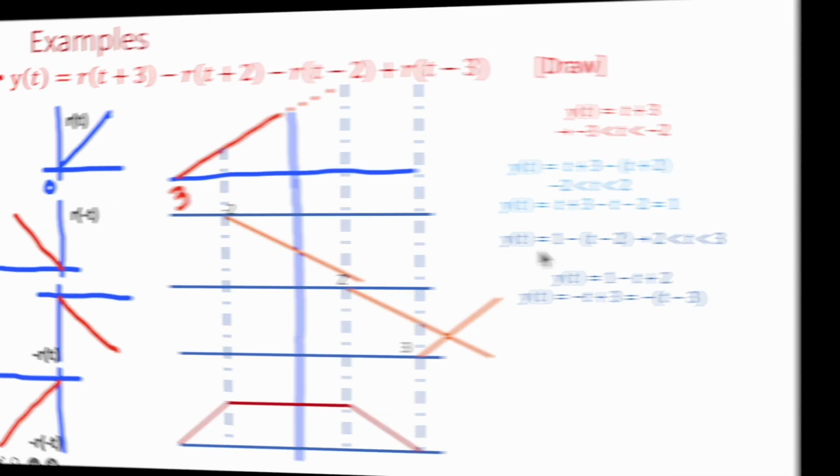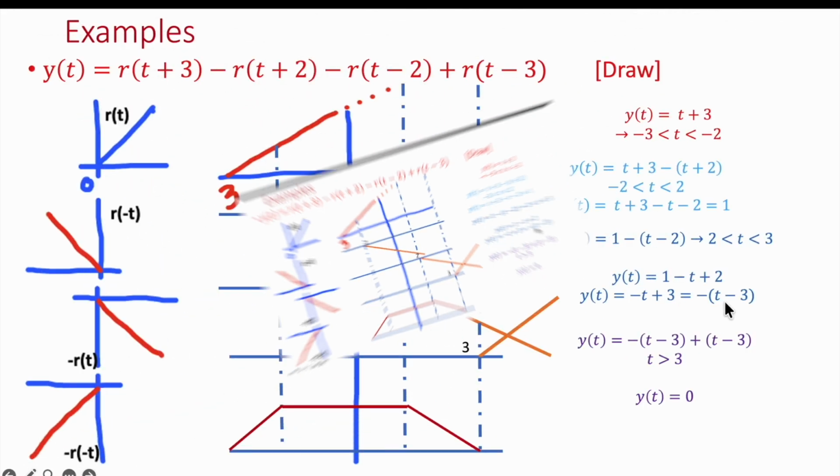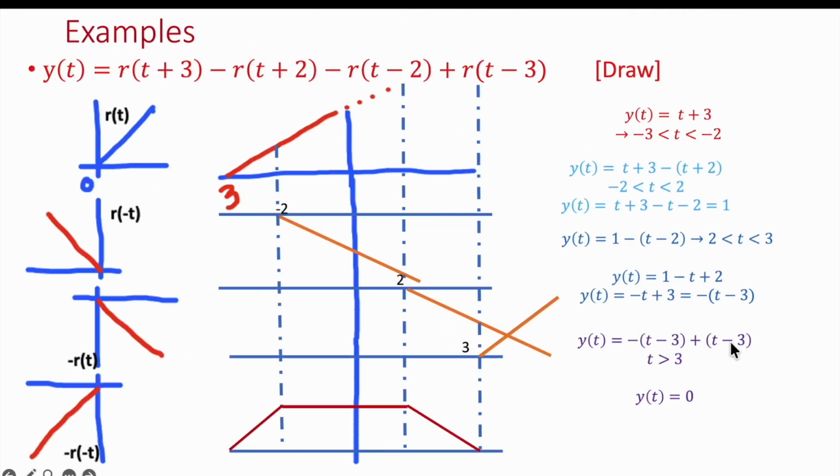Then from 2 to 3, you have y of t equals 1 from the previous side, or you can say t plus 3 minus t minus 2 minus t plus 2. That is minus t plus 3, or you can write minus of t minus 3. So that is a shifted version at plus 3. And then at last, for t bigger than 3, you have minus 3 plus t minus 3.